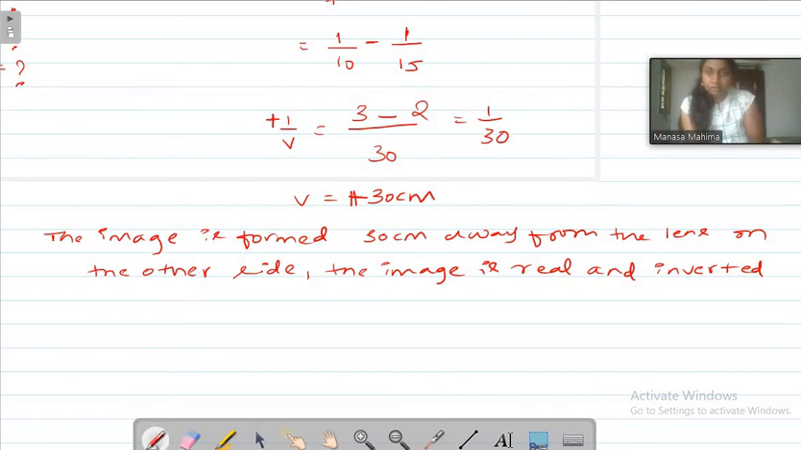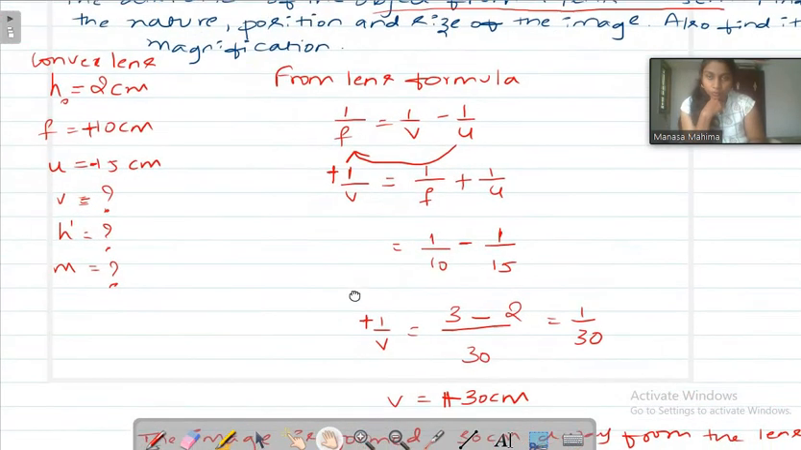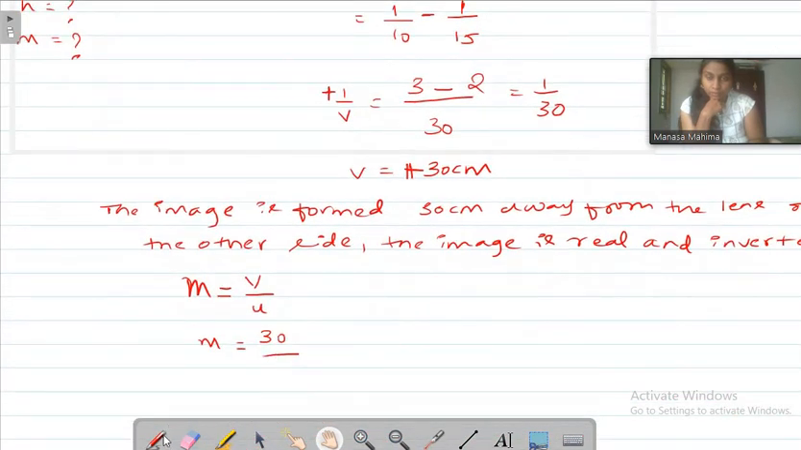Okay, we had to find the magnification. How can we find it? Since we know v and u values, we have to take those. m is equal to 30 by, what's the value of u? Minus 15. So it is equal to minus 2.